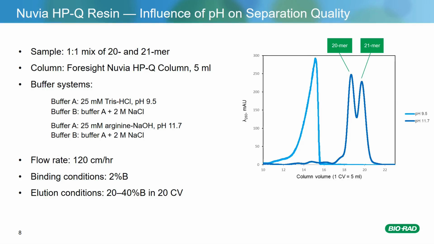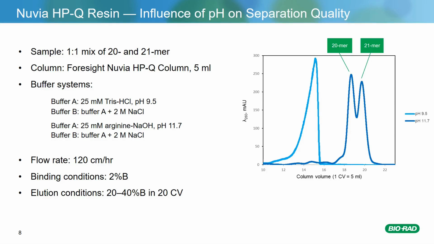Next, I'm going to discuss the influence of the pH on the separation quality. So here we have a sample. It's a 1-to-1 mixture of the 20 and 21 mer run over a Nuvia HPQ 4-site column, 5 mil column. So we have two different buffering systems. The first one is a Tris pH 9.5 eluted with 2 molar salt at the same pH.